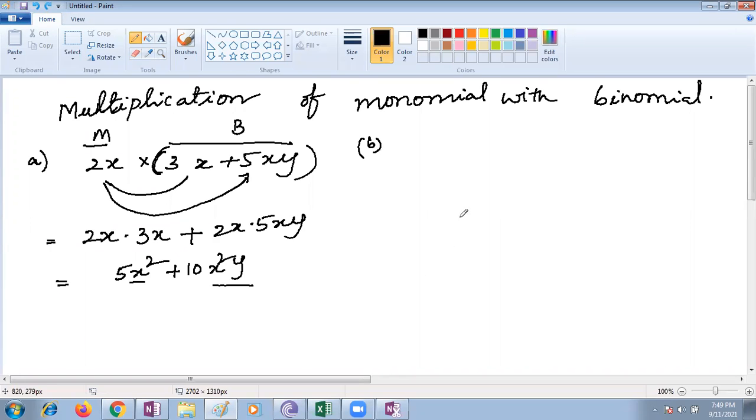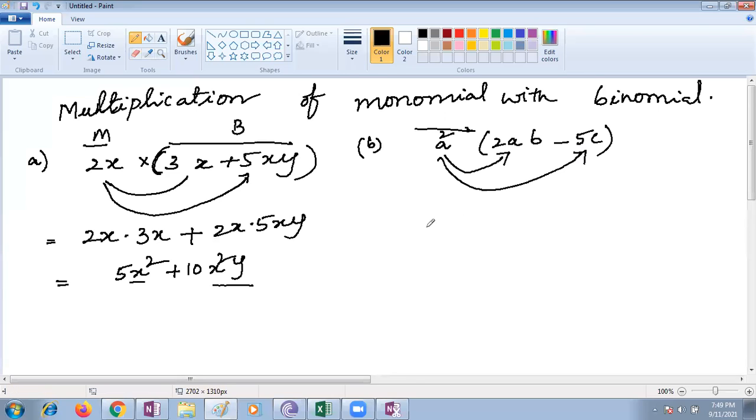A square is the first monomial. This monomial is multiplied with a binomial, 2ab minus 5c. Same thing, distributive property, children. A square you multiply with a square into 2ab, and into minus 5c. And the answer is 2a cube b minus 5a square c.